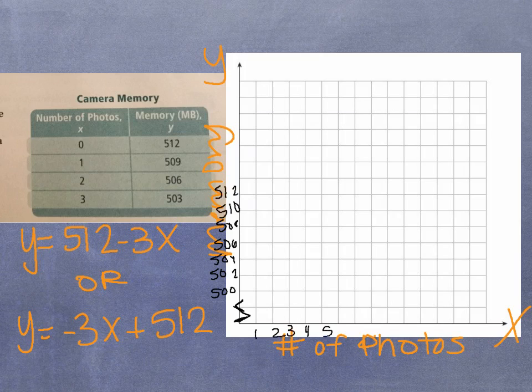Okay, so now I'm going to graph this. My first point is 0. Start at 0. Go up to 512. Then 1, go up to 509 between 508 and 510. 2, go up to 506. 3, go up to 503. Okay, and I want you to tell me what kind of line is this? What's happening?